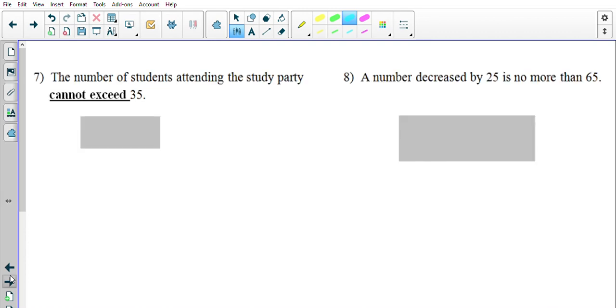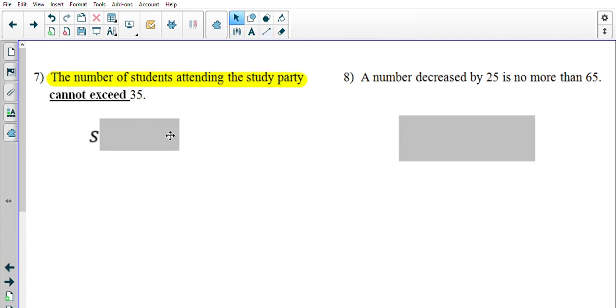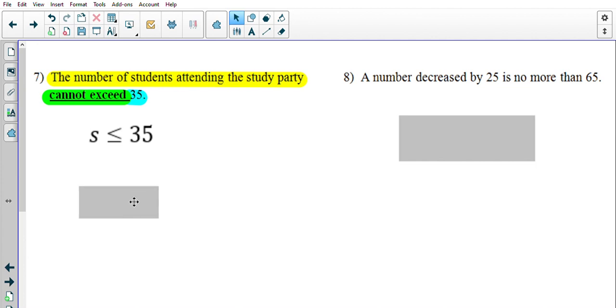All right, number 7, the number of students attending the study party, ooh, lots of fun, cannot exceed 35. So our unknown here is the number of students attending the study party. I chose the variable S to represent that. I've already got it underlined, but cannot exceed is going to represent our inequality symbol. That's going to be the less than or equal to symbol. If it can't exceed, it can equal that, but it cannot go above it. So S is less than or equal to 35.